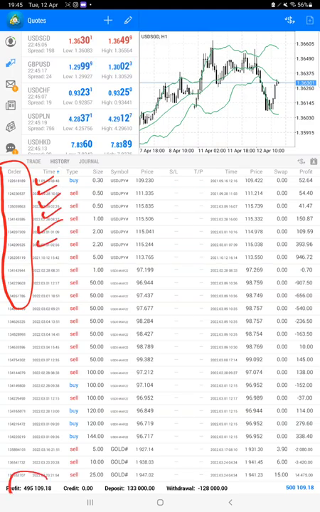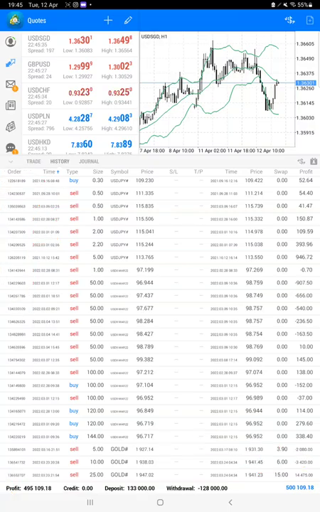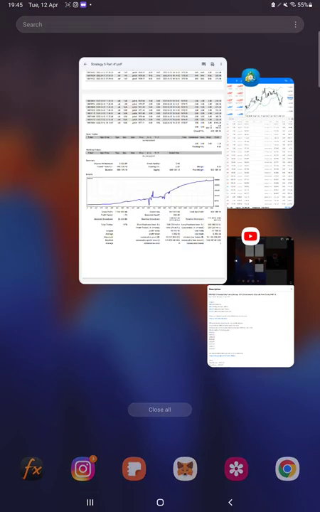The current profit is $495,000. Here is the current balance, which has already reached 500k, and soon we are planning to reach the goal of 1 million. So you can see the daily profit keeps on increasing.